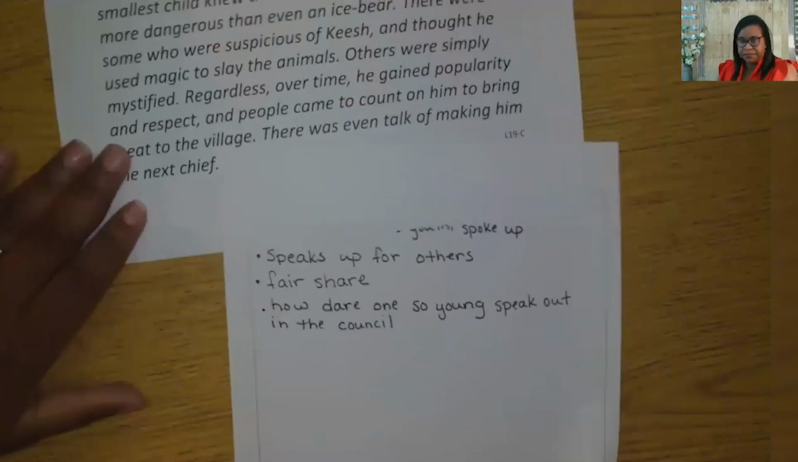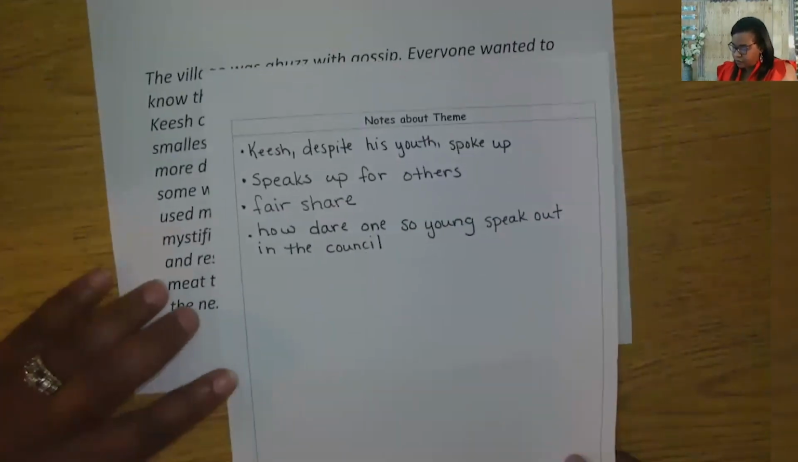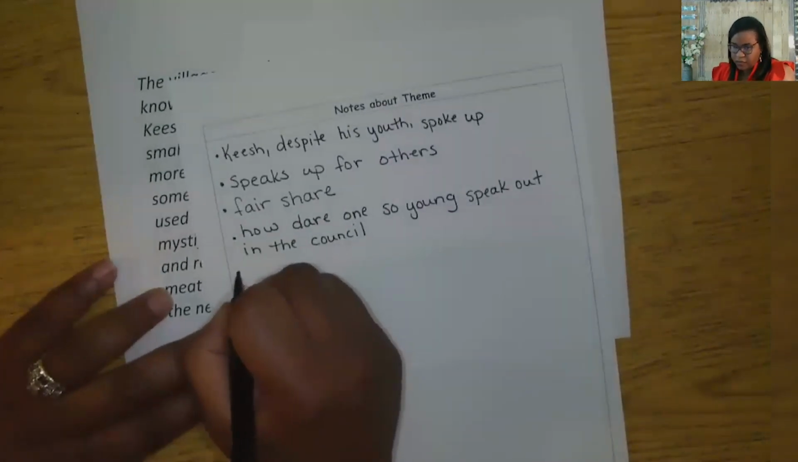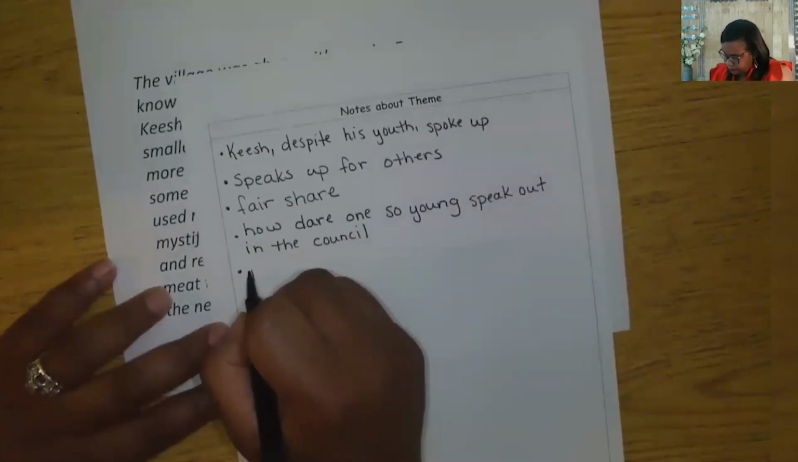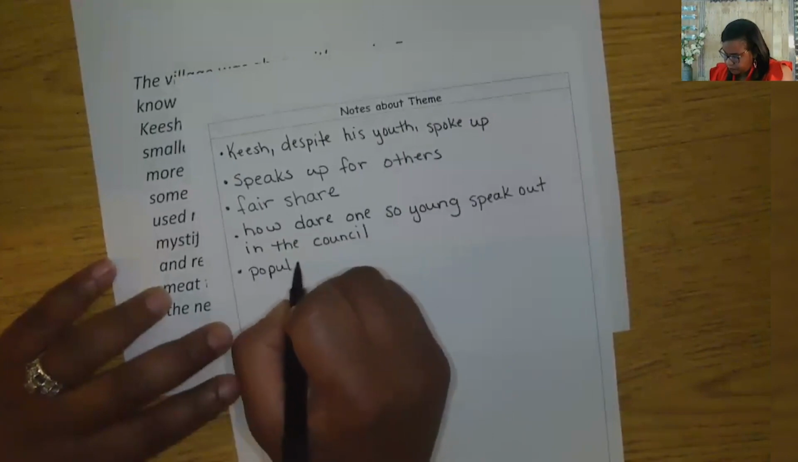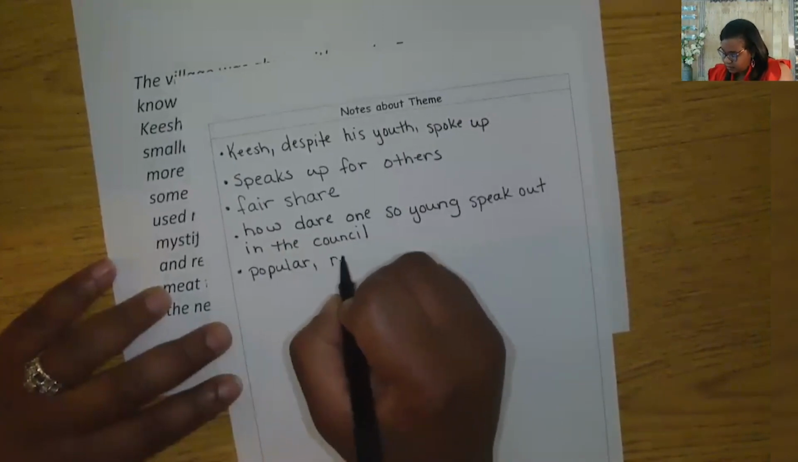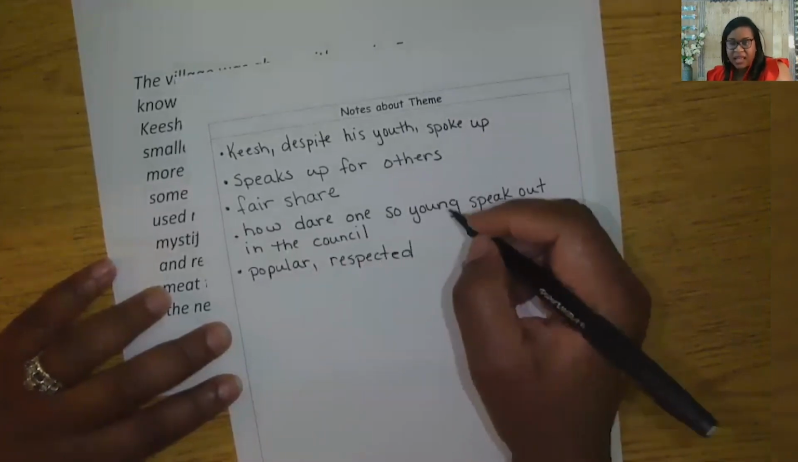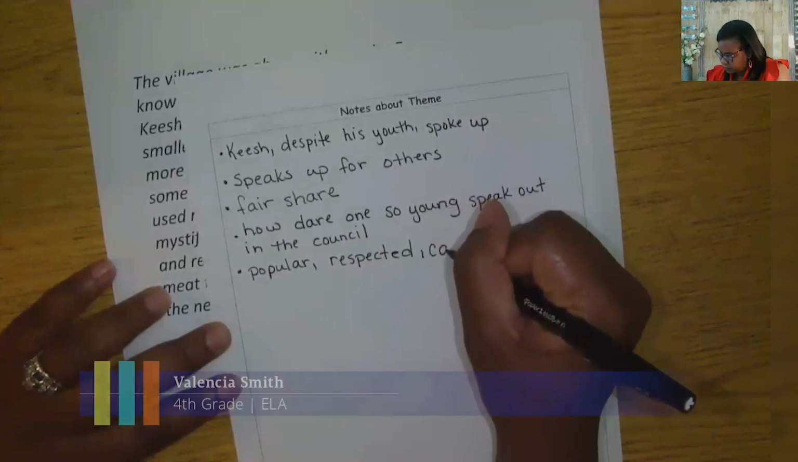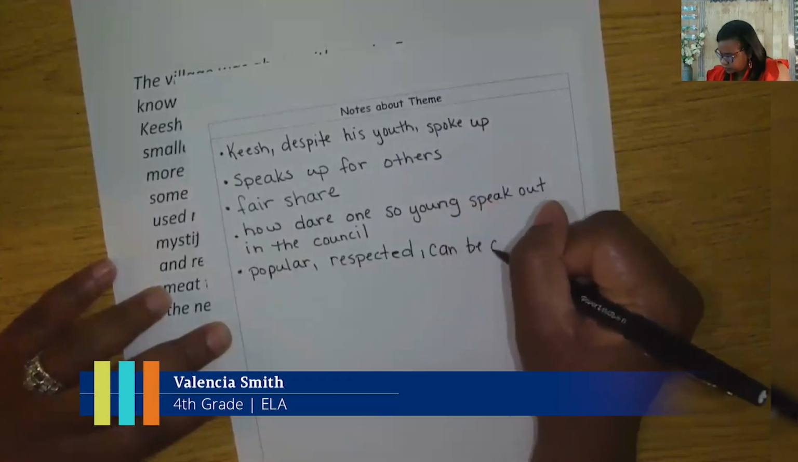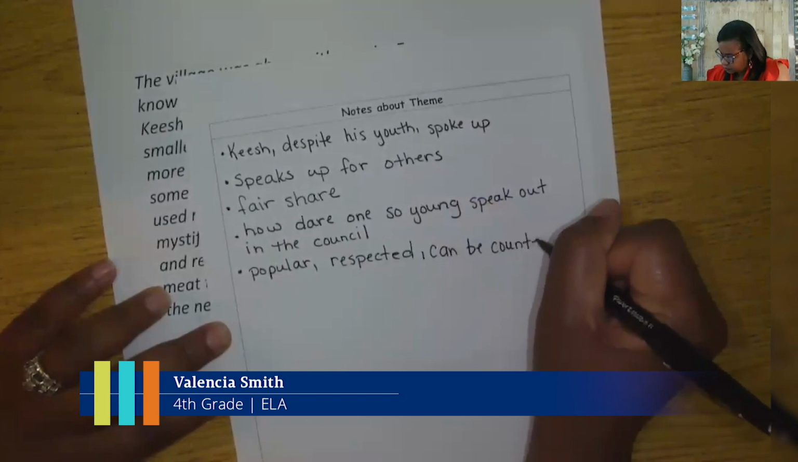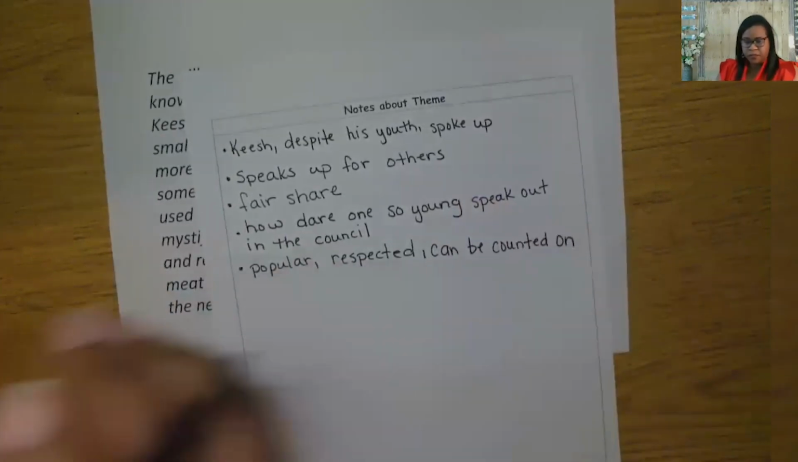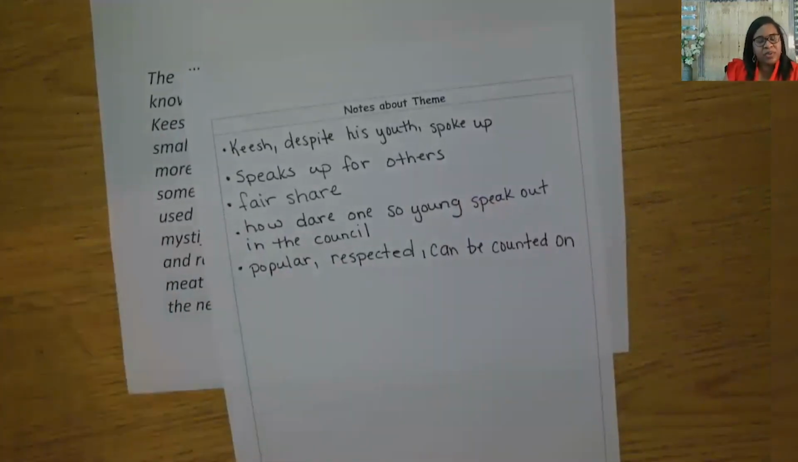So let's add popular, respected, and can be counted on. As we continue to read the next part, think about how it might continue to develop a theme about leadership.